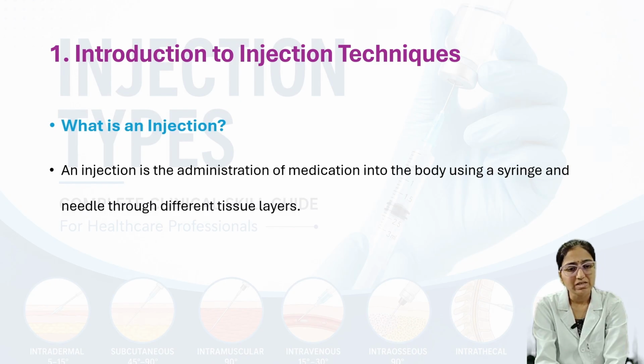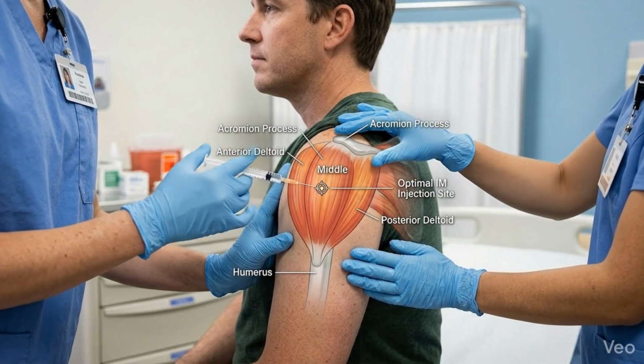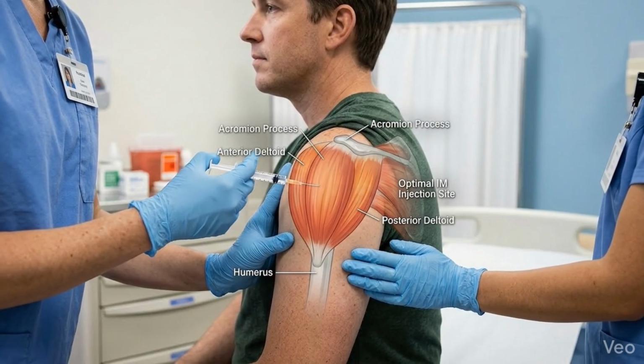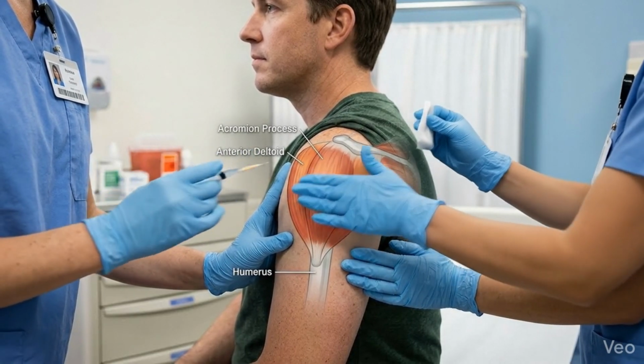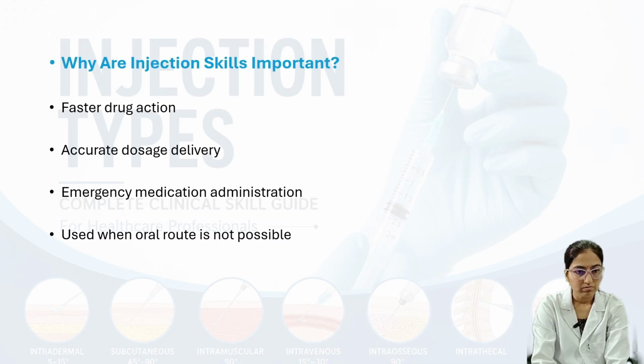First, we'll see what an injection is. An injection is the administration of medication into the body using a syringe and needle through different tissue layers. Then, why are injection skills important? It is for faster drug action, accurate dosage delivery, emergency medication administration, and when the oral route is not possible. That's why the skills are important.